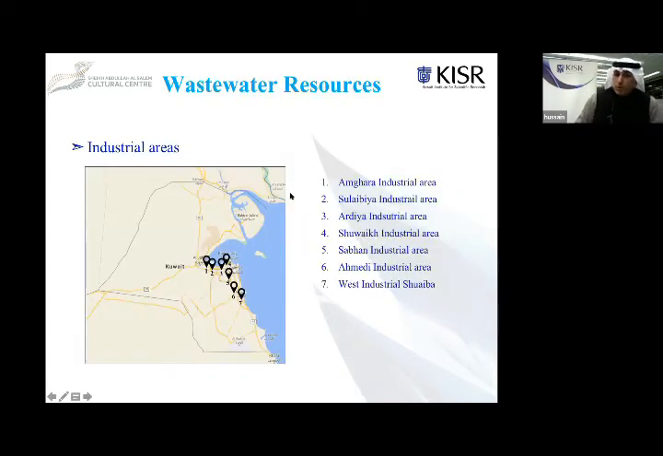For the industrial wastewater, in general, we have maybe 7 areas. Yes, that's in general as we counted last year. We have Amghara industrial wastewater. We have Slaybiyah, marked by number 2. We have Ardiyah, Shuwaykh, Sabhan, Ahmadi, and West industrial Shaiba.